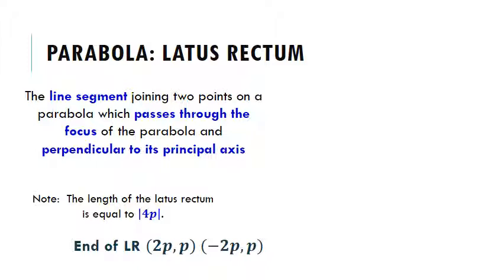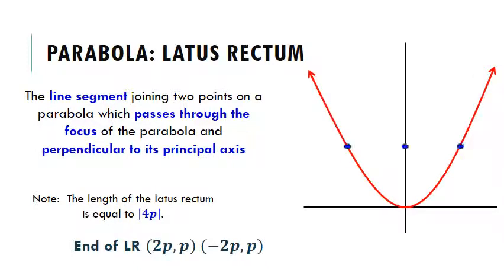Now, we have this so-called latus rectum. Latus rectum is the line segment joining two points on a parabola which passes through the focus of the parabola and is perpendicular to the principal axis. So, if we have this parabola and this is the focus, si latus rectum is the line segment passing through the focus. And its length is the absolute value of 4p, and ang ating coordinates for the latus rectum is this. Ayan. So, given naman si formula para i-input nyo na lang.